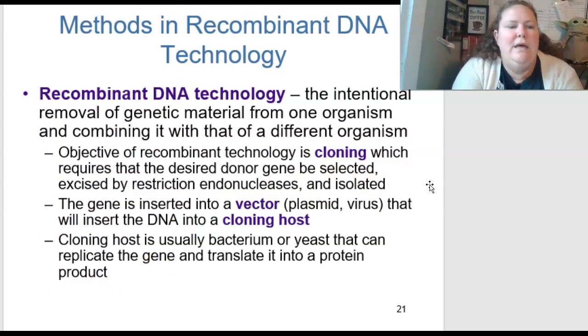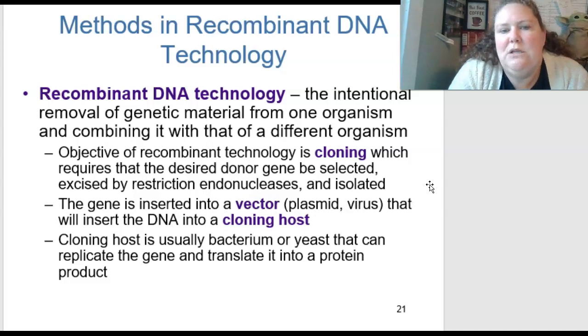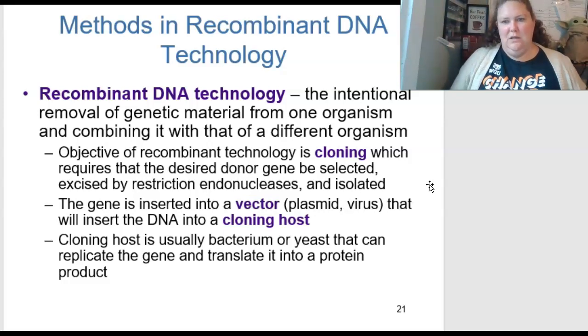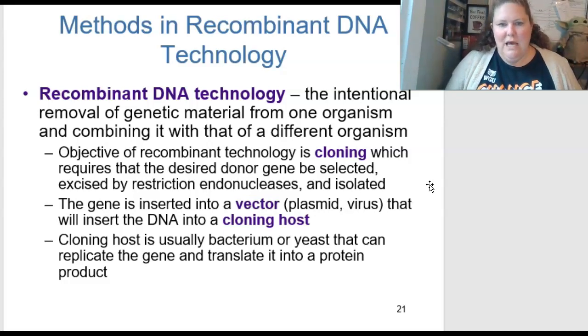So moving on to recombination of DNA. This is the intentional removal of genetic material from one organism and combining it with that of another organism. The objective of this recombinant technology is cloning, and this requires that the desired donor gene be selected, excised or cut out by restriction endonucleases, a specialized enzyme, and then isolated. Then that gene is going to be inserted into a vector, which is usually either a plasmid or a virus, and that will insert the DNA into the cloning host.